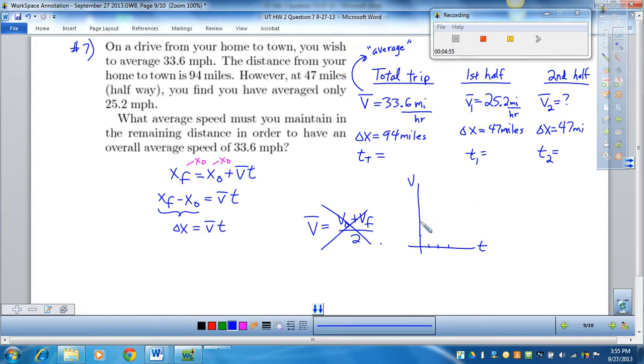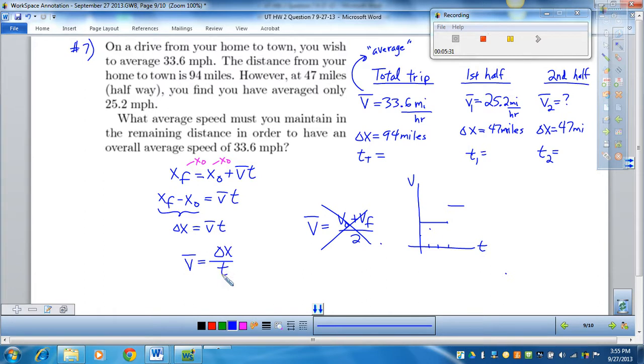I'm spending a certain amount of time at one speed and then I'm going to change and spend a certain amount of time at another speed. But those two amounts of time are not necessarily the same. In fact, they can't be the same because it takes a lot longer to go 47 miles at this speed than it does to go 47 miles at this speed. So I can't use that formula. Instead, I have to come back to the idea expressed here: average velocity is the total distance divided by the total time.